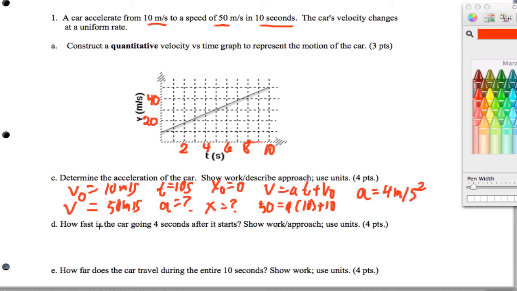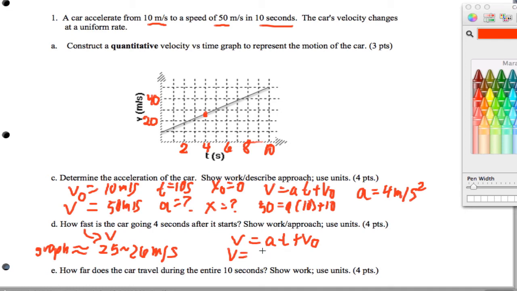Now we want to know how fast the car is going 4 seconds after it starts. So we want to know the final speed at 4 seconds. One thing you could do is try to read it off here, and you realize it's somewhere between 20 and 30 meters per second. So from the graph, you might guess about 25, 26 meters per second. But we can do better than that. We can use v equals at plus v naught. We solve for v by plugging in 4 for acceleration and 4 for time, and we have an initial velocity of 10 meters per second. So we end up getting v is 26 meters per second. So that's actually pretty good.